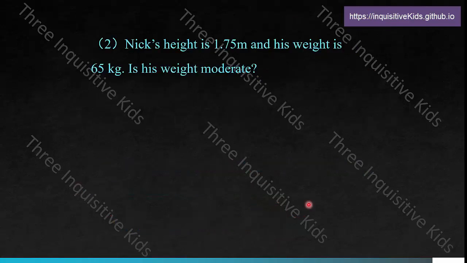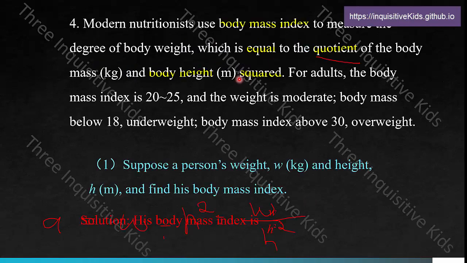2. Nick's height is 1.75 meters and his weight is 65 kilograms. Is his weight moderate? Again, all the information you need to solve this problem is already given in the scenario itself in the problem. So right now you may have to copy this question down, and then I can show you the original problem, and then you can solve the problem on your own. So here's the problem, and here's the scenario.